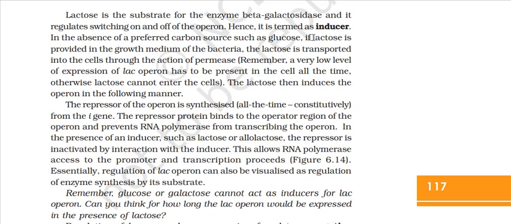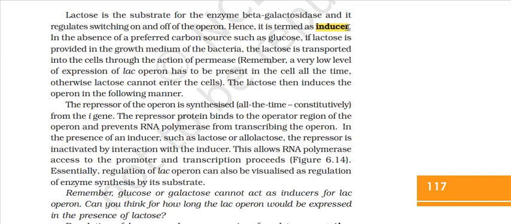तो inducer हमारा खुद से lactose ही होगा, वो जब present होगा तो enzyme बनेगा. In the absence of a preferred carbon source such as glucose, if lactose is provided in the growth medium of the bacteria, the lactose is transported into the cells through the action of permease. अगर glucose नहीं है तो उसकी beta galactosidase अंदर लेने की जो permeability है वो बढ़ जाएगी, और वो permease की वजह से होती है, lactose अंदर लेने की. Because अगर ग्लूकोज नहीं है तो हम लैक्टोज से ही अपना काम चलाएंगे.